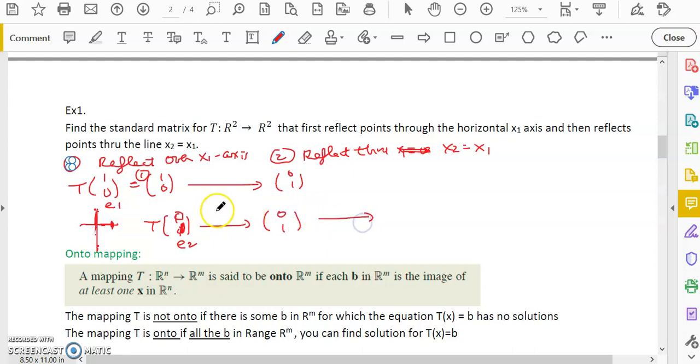And then the second step. So this is step 1, step 2. Step 2 is reflect over x equal to y, that means switch them. So this is (0, -1), and then you switch them around, so it becomes (-1, 0). So the A would become (0, 1) and (-1, 0).